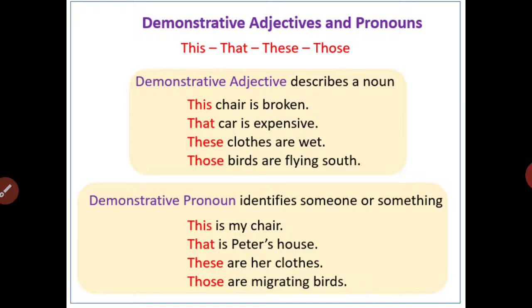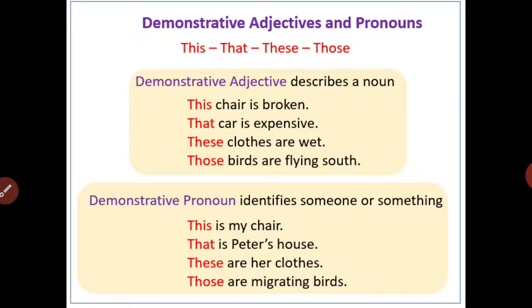Now, in your textbook, there is another bifurcation for every pronoun. For demonstrative pronoun, they have also asked you to identify demonstrative adjective. Now, don't get confused. There are 6 types of pronouns. In those 6 types, there is further bifurcation in each type. For example, in personal pronoun, there is a further bifurcation of possessive ownership. Now, in demonstrative pronoun, there is another categorization of demonstrative adjective and demonstrative pronoun.